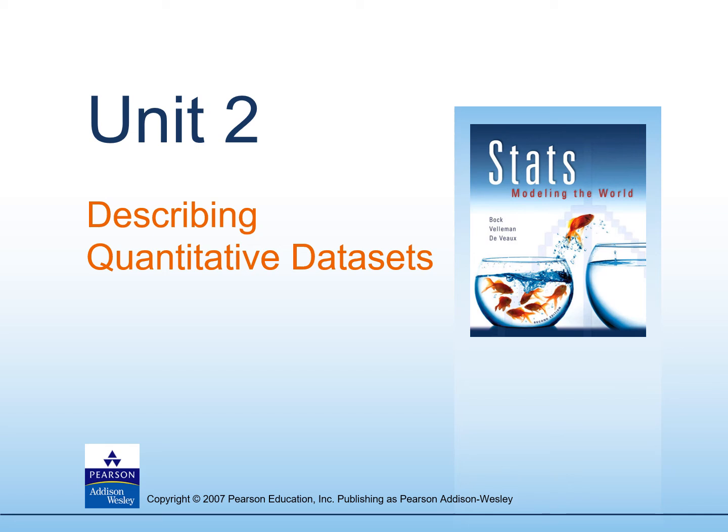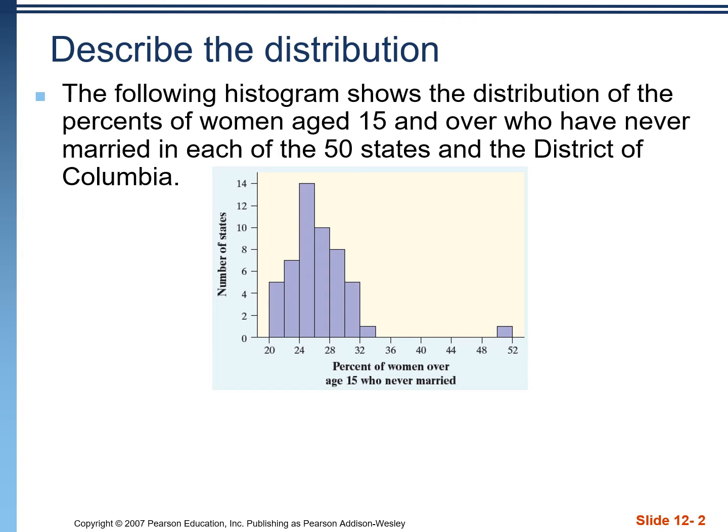Let's do a quick review video on how we describe quantitative data sets. To start, we could be given a data set that looks like a histogram, a dot plot, a box plot. And in these questions, you're going to be asked to describe the distribution. In this particular problem, we have a histogram showing the distribution of percents of women aged 15 and over who have never married in each of the 50 states and Washington, D.C.